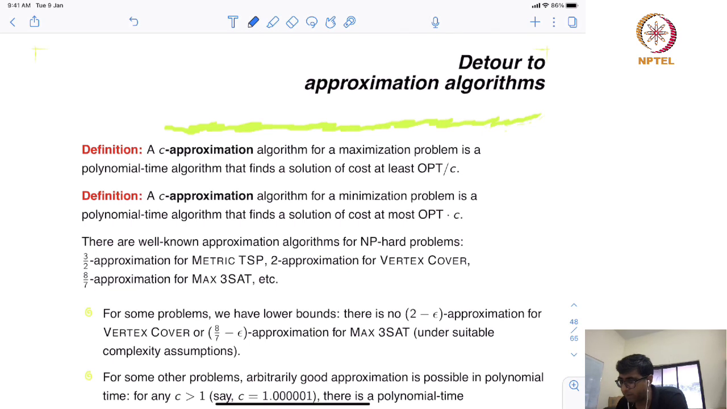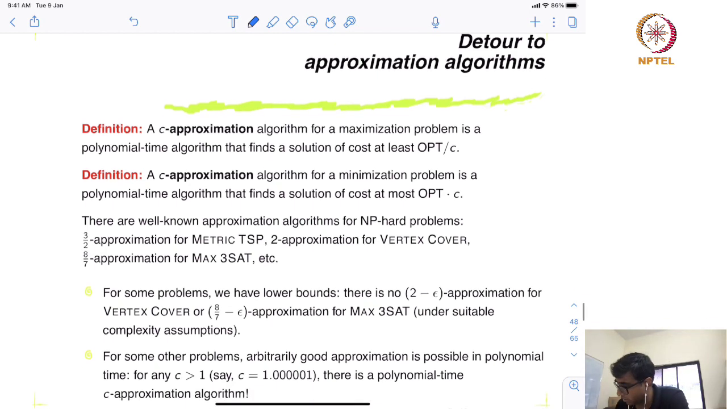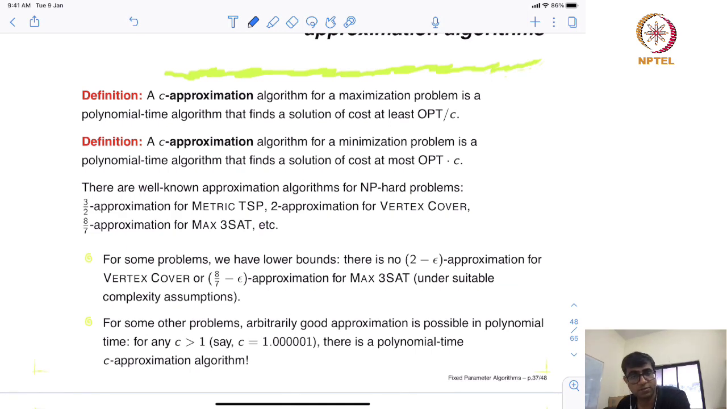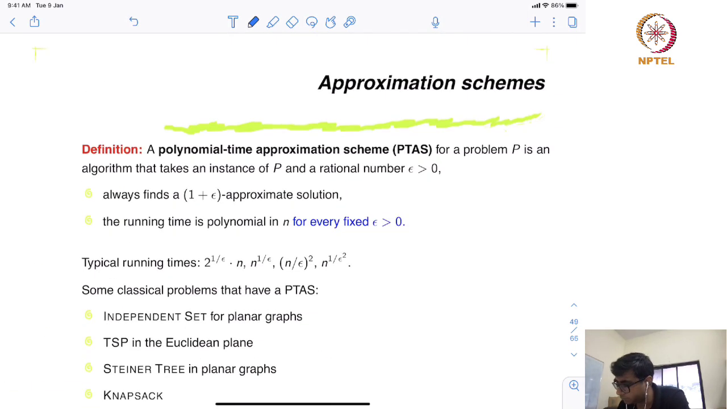For some problems we have a lower bound, that is, there is no 2 minus epsilon approximation for vertex cover or 8 by 7 minus epsilon approximation for max 3-SAT, of course under suitable complexity assumptions. For some other problems, arbitrarily good approximation is possible. So, for any c greater than or equal to 1, say c equal to 1.001, there is a polynomial time c-approximation algorithm.